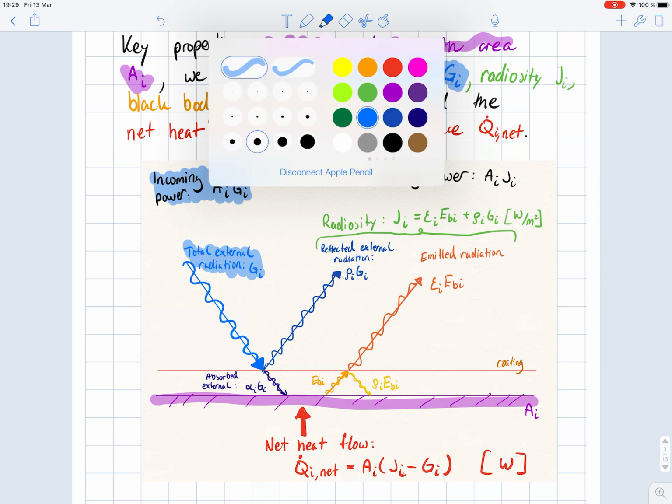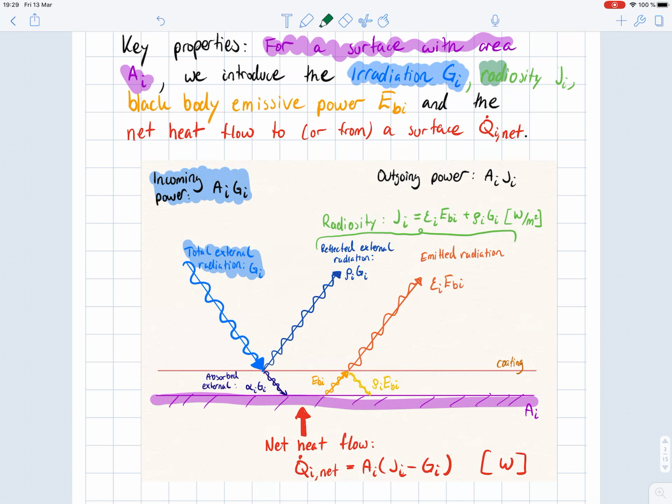Another property of relevance is what we call the radiosity. The radiosity, in green that we have here, represents the corresponding outgoing flux, and multiplied with the corresponding area we get the outgoing power. Now the radiosity has two contributions. As we see in this figure, it has a contribution epsilon times E_Bi, and it has rho times G_i.